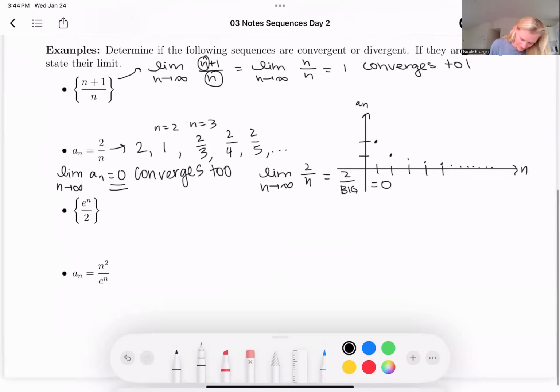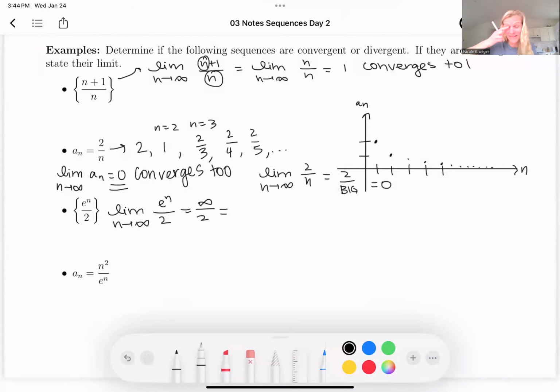Okay, keep working. So we can look at the limit as n approaches infinity of e to the n over 2. This is not a polynomial over a polynomial. If I plug infinity in here, we're going to get infinity over 2. That's not a L'Hopital's case because it's not infinity over infinity, but infinity over 2 is just a big number. So we're getting infinity out here. This is not a number. So this means that this sequence diverges. It is not convergent. So this is a divergent sequence.